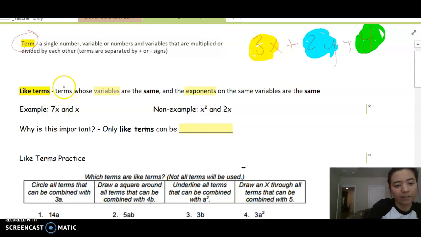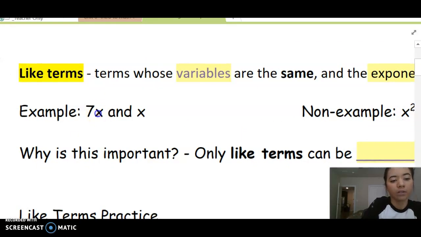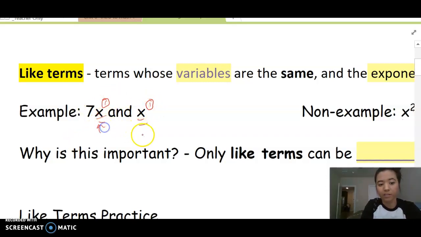So I have 7x. My variable is an x. And then here I have an x as well. My exponent, there's none there. My exponent, there's none there. Now when there is none, that just means there's an exponent of 1. So I could draw in a 1 if I want. But these are like terms because they both have an x, and they both have an exponent of 1.